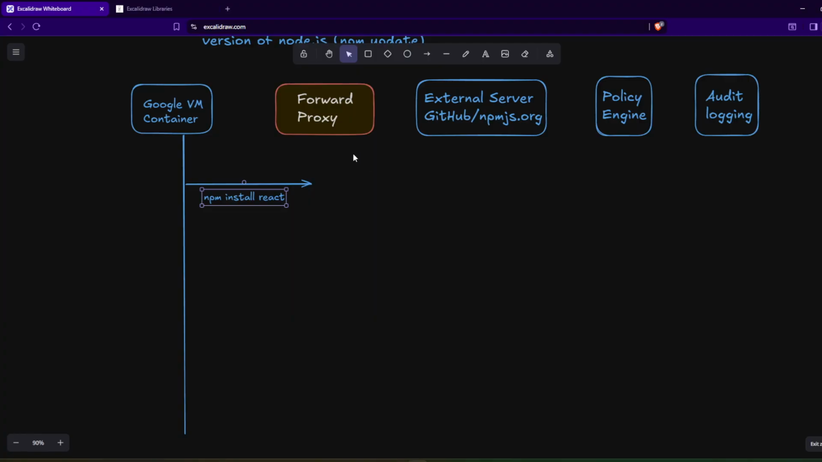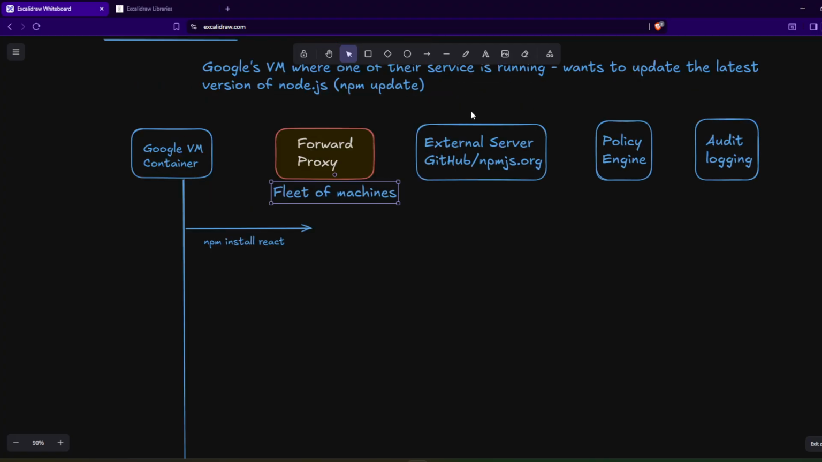What will happen is, at first it will come to the forward proxy. Forward proxies, again, you can think of as a fleet of machines. What this fleet of machines does is, I will just write it over here: this fleet of machines controls the egress. Again, this is probably a new term for you. Egress means whatever traffic is going externally; in DevOps, SRE or platform engineering terms it is called egress, and whatever is coming inside is called ingress. So here we are dealing with the egress traffic.